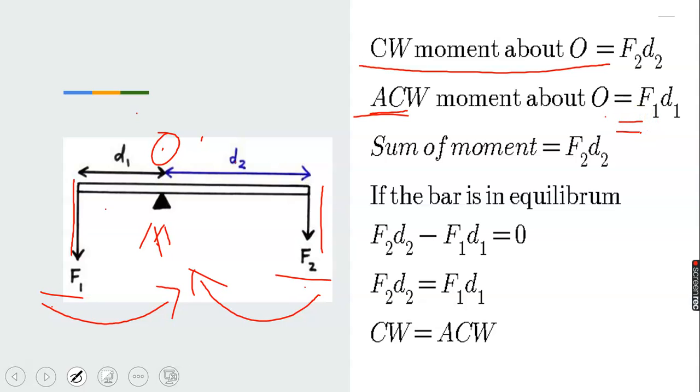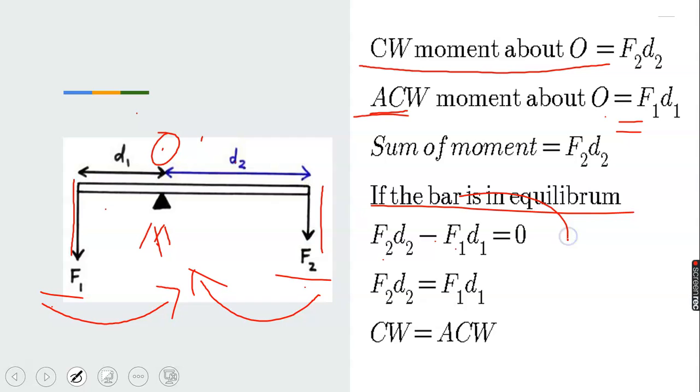Now, sum of the moments. If the bar is in equilibrium, that is, when you subtract F2 D2 minus F1 D1, it equals 0, because we say they are in a state of equilibrium, they must cancel out because they must be the same.